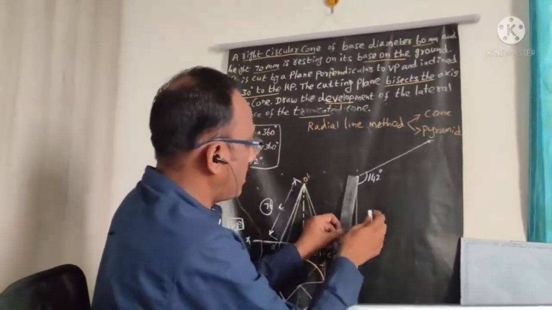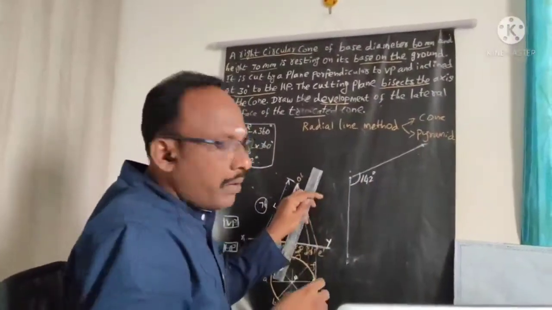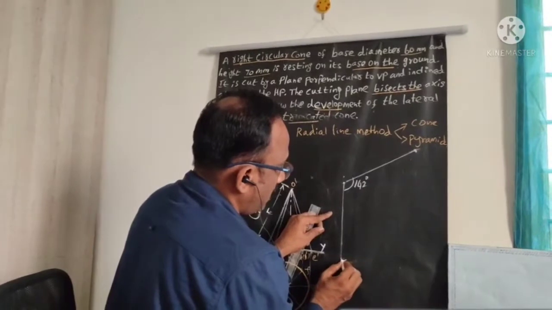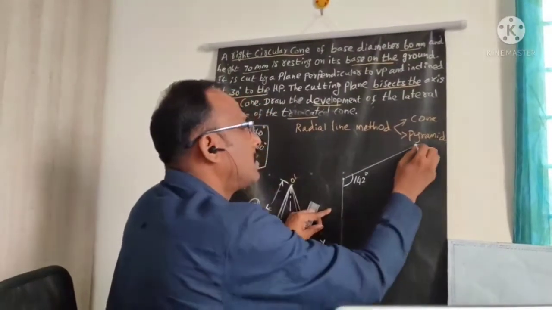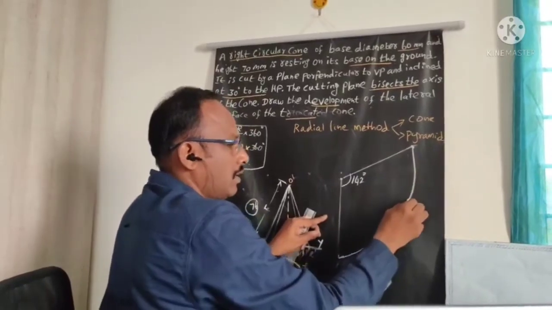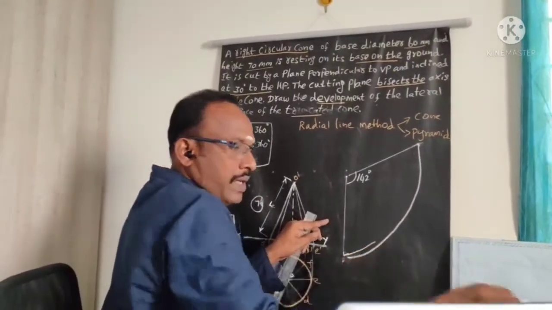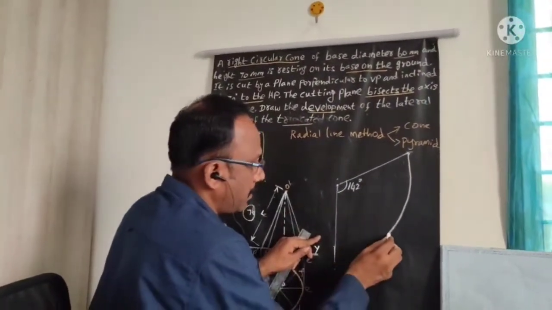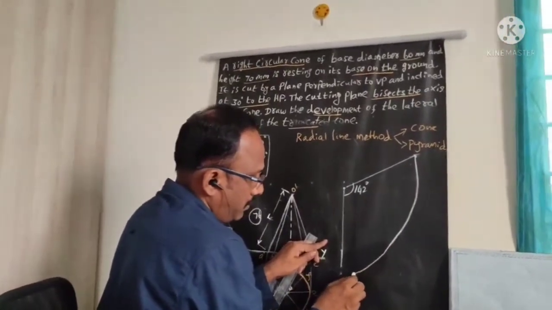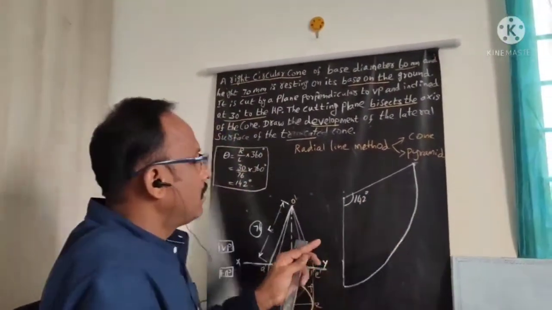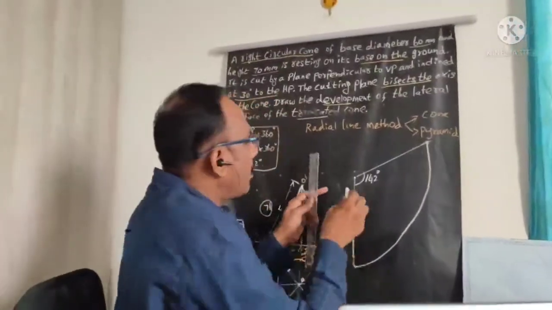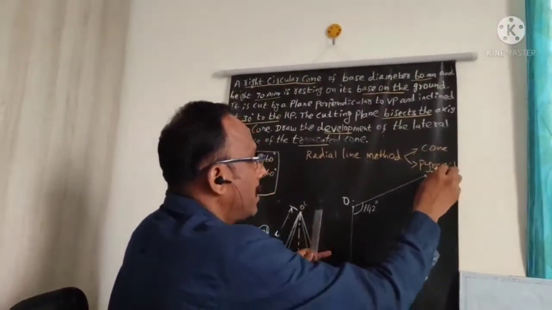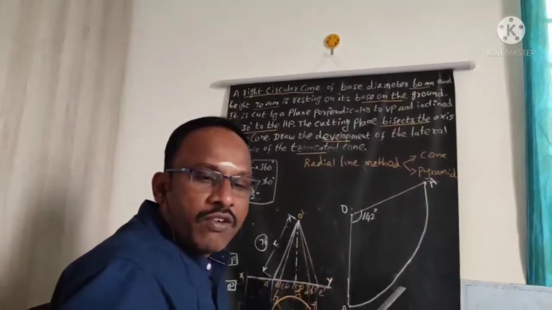Now, by using the compass, I need to join these points. You get this arc like this. You will get a sector. So this is the way you draw the sector. I am going to name this point O. This is my point A, and again, this is the point A. Now, A and A are joined, and you get this full development.